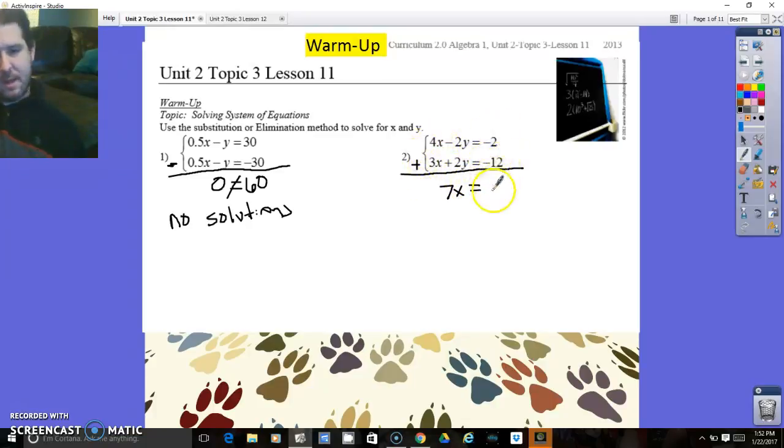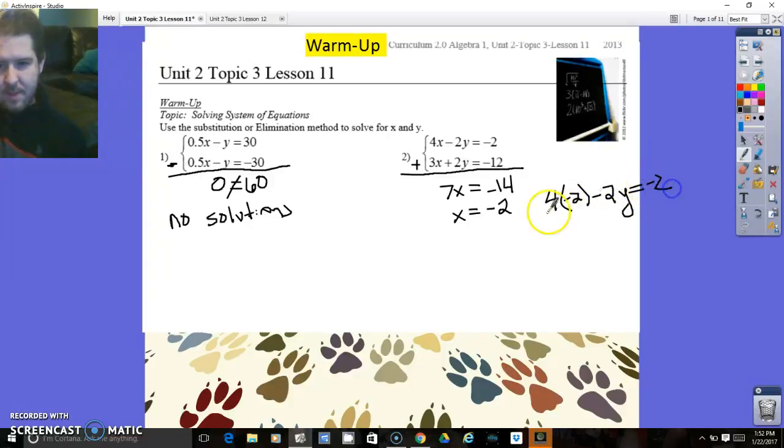And negative 2 plus negative 12 is negative 14. Divide both sides by 7, and that makes the answer for x negative 2. Now that I've got x, I'm going to plug it back into the equation and solve for y.